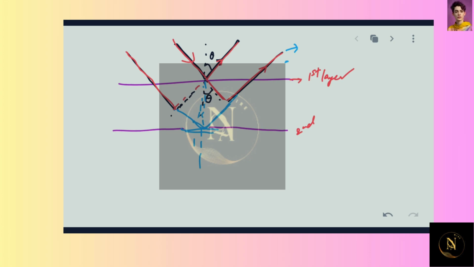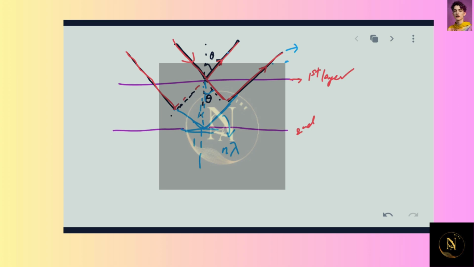And this extra path difference, if it is an integer multiple of the wavelength, then when these two coincide at a very far distance, when they meet together, they will have no phase difference. They will be in phase with each other, they will have constructive interference, and this will give us a maximum. So what is this path difference?